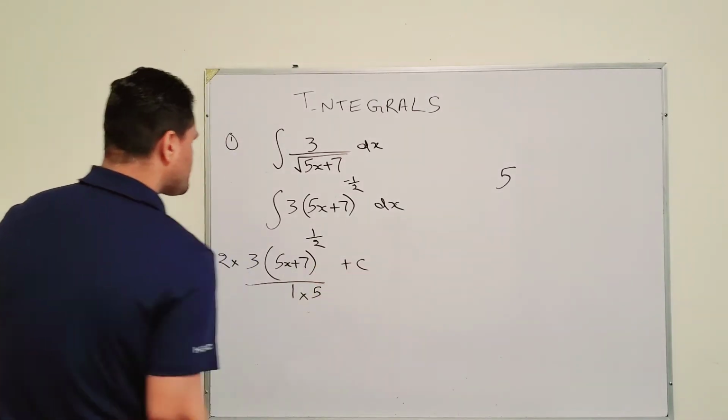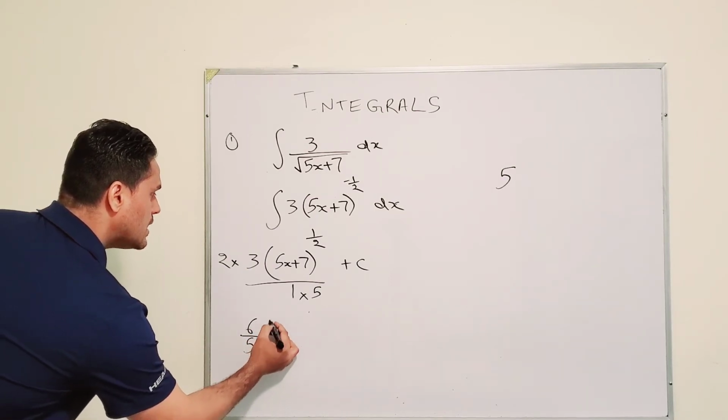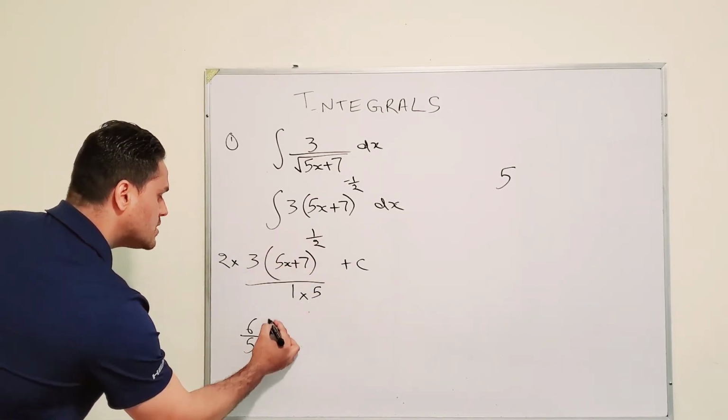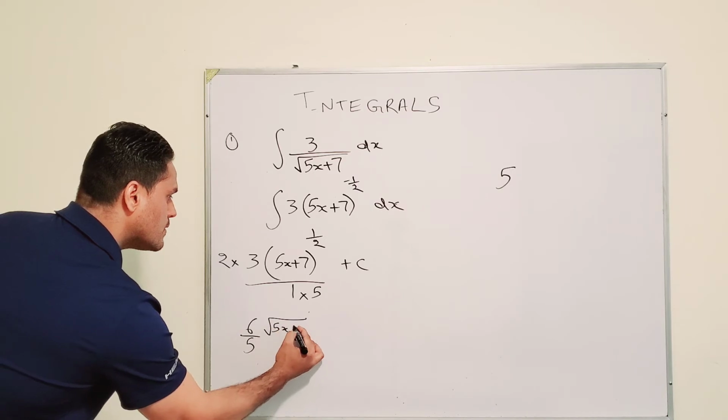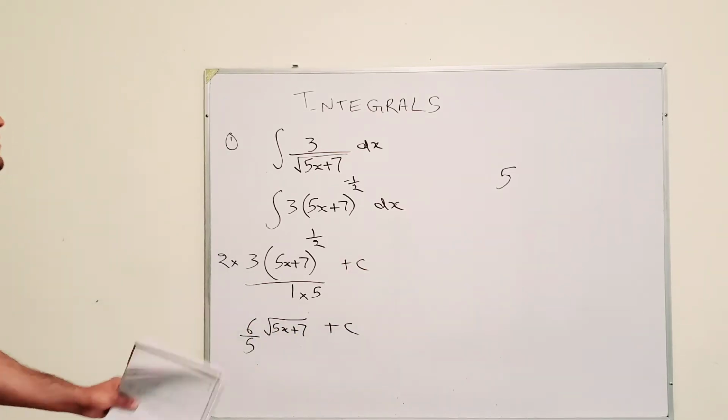Plus c. So this is just going to become 6 over 5. And you can rewrite this as a square root term. Plus c. Okay? So that's the integral for that.